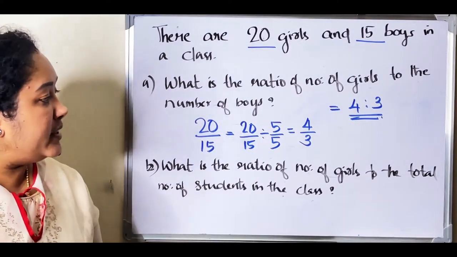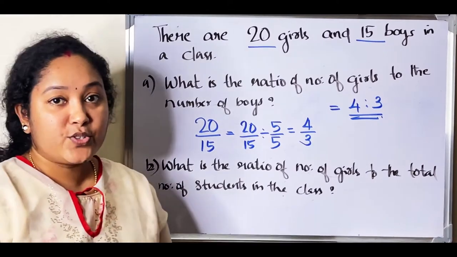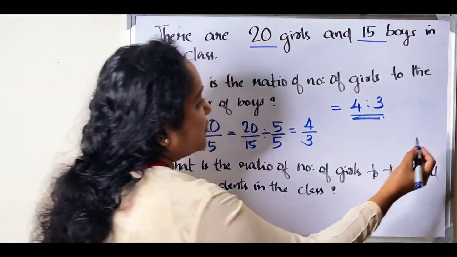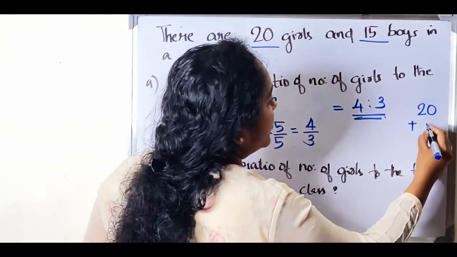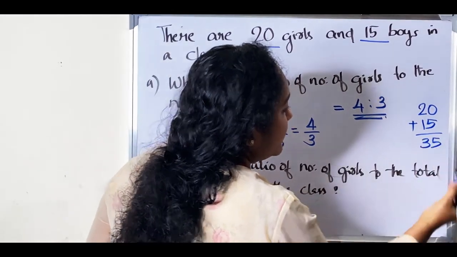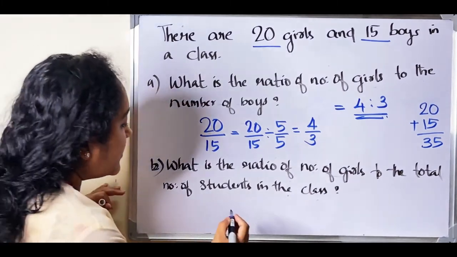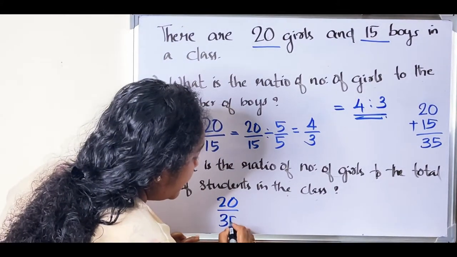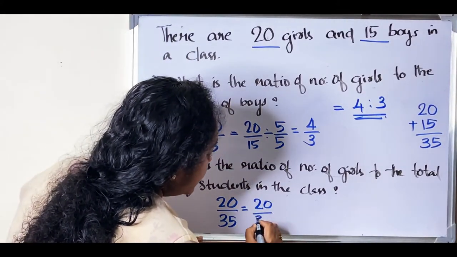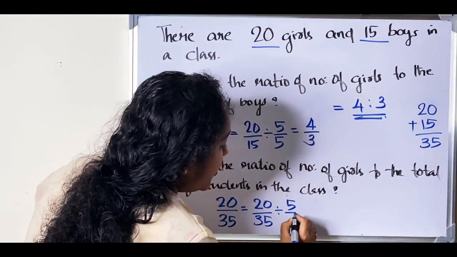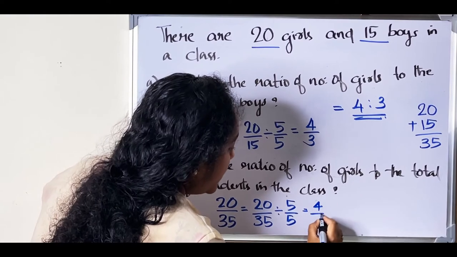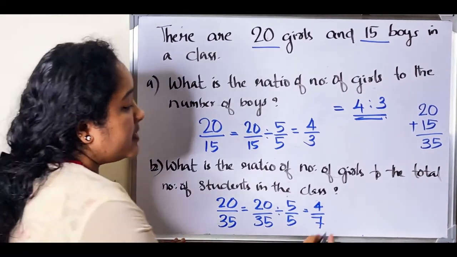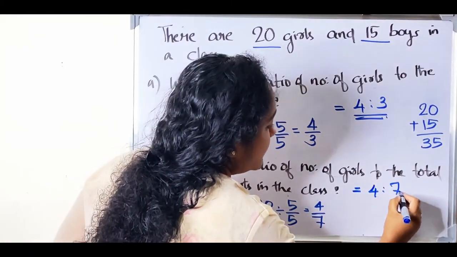What is the ratio of number of girls to the total number of students in the class? So first we find the total number of students by adding number of girls and number of boys. Number of girls is 20 plus number of boys is 15, we get 35. So the number of girls we write as the numerator, that means 20 by the total number of students, 35, as denominator. 20 and 35 both divided by 5, we get 4 by 7. So the ratio of number of girls to the total number of students in the class is equal to 4 to 7.